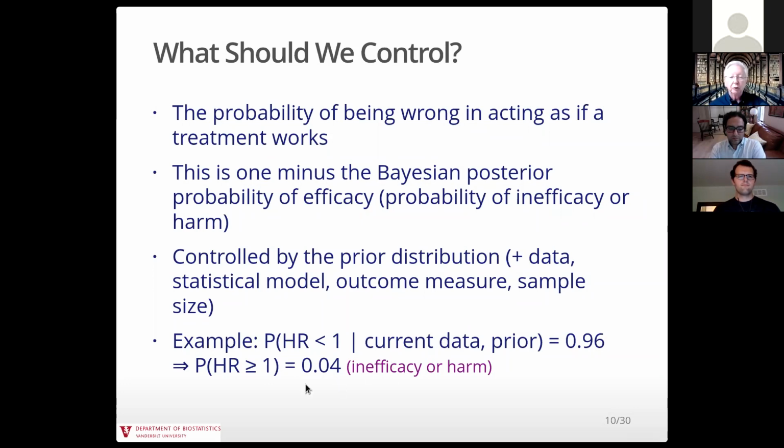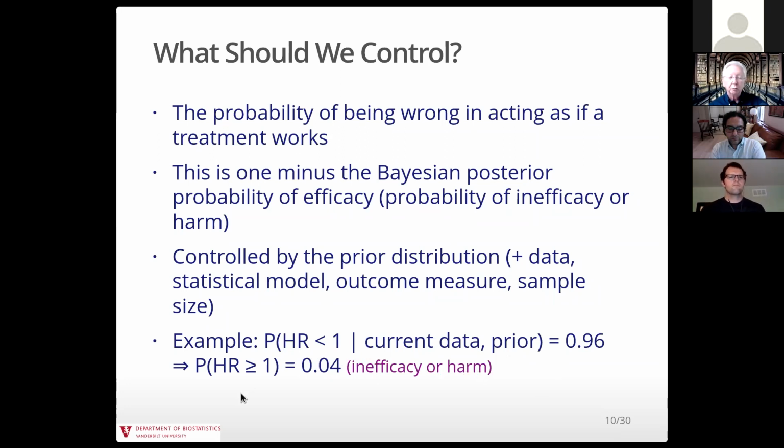So for example, if you had a hazard ratio for time until a cardiovascular event, your signal for efficacy would be to have a high probability that the hazard ratio is less than 1, indicating the treatment is protective. And that's given the current data and prior. And suppose as of a current data look, you had a 0.96 probability of efficacy, hazard ratios in the right direction.